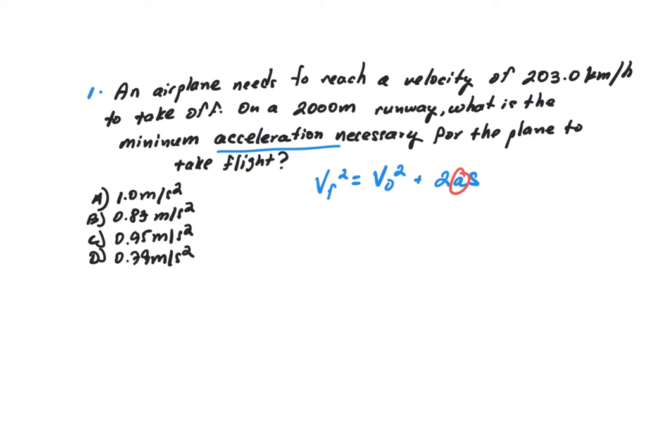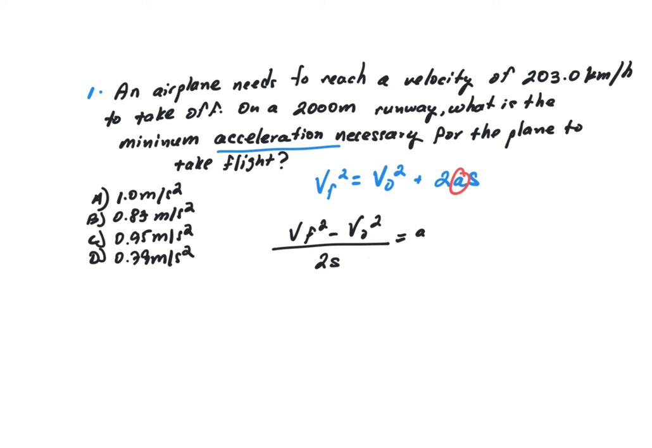Okay, we're going to do it step by step. We're going to be moving the initial velocity to the left side, then we're going to divide by 2s, and then we're going to isolate a. So this is the new version of the formula that we're going to be using.